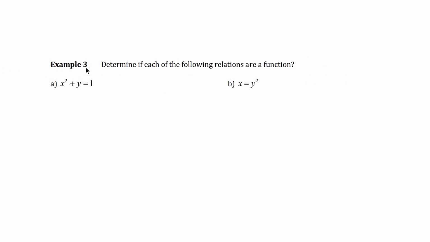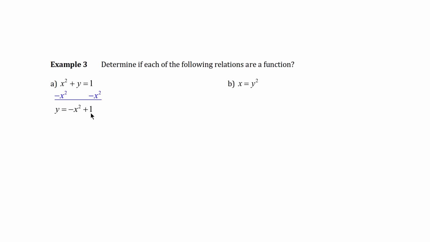For example number 3, determine if each of the following relations are a function. For part A, we have the equation x squared plus y equals 1. To determine if this equation represents a function, what we're going to do is first solve for y and test out a value of x. So first let's solve for y. To solve for y, we subtract x squared from both sides of the equation. After doing the subtraction, we get y is equal to -x squared plus 1.